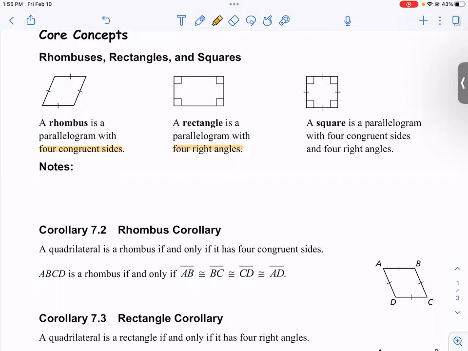So here's the deal. What I need you to understand is that a rhombus, a rectangle, and a square have the same properties that a parallelogram does. Their opposite sides are parallel. Their diagonals bisect each other. Their opposite angles are congruent. Their consecutive angles are supplementary. But now we have more special properties to add on. I'm using parallelogram in the definition because it still has all of those properties that we worked on with our quiz. Okay.